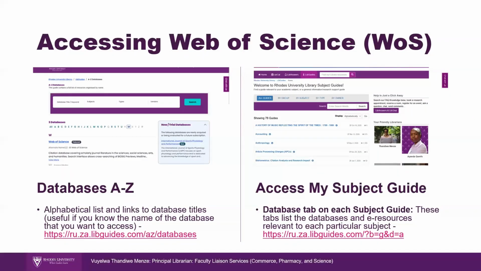There are two ways of accessing Web of Science through the library website. The first is by going through the database's A to Z button, and the second is accessing Web of Science through your subject guide.